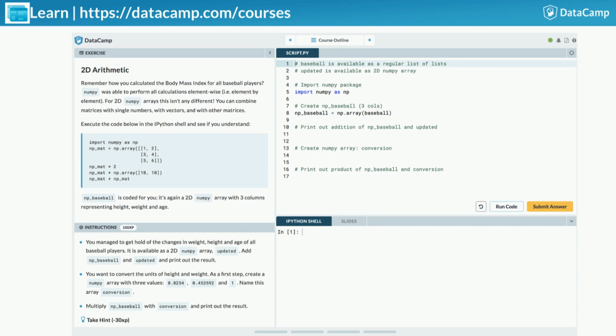And then there's an editor where students can fill in some code, they can run the code, which gets executed on the platform, or they can submit the answer and then they'll get feedback that tells them whether they get it right or wrong.